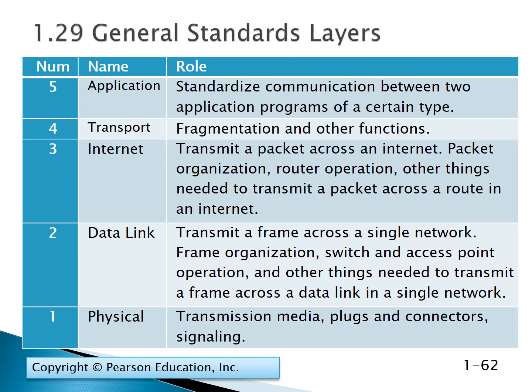So let's focus on this model first. The highest level, layer 5, is the application layer, which standardizes the communication between two application programs of a certain type. For example, if we are talking about the World Wide Web, then it will be the protocols for web server and web browser, and also the HTTP message, the HTTP request and response. This is the protocol for one application, and there are many different standards because there are so many different possible applications on the internet. So that's layer 5.